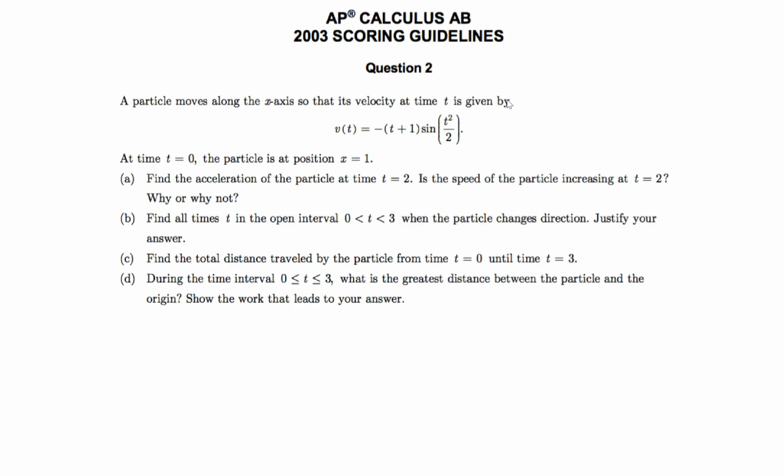This one from 2003, another velocity question. And then look at, here's our initial point. At time equals 0, the particle's position is 1. So they're saying x equals 1. I didn't mean to cross it out right there. So that's my initial condition. They're saying, hey, x of 0 equals 1. That's your initial position.